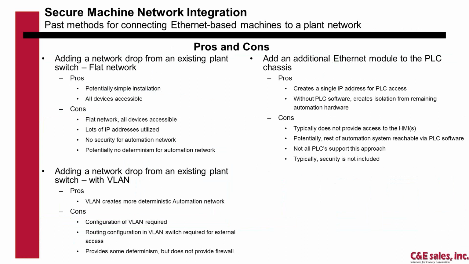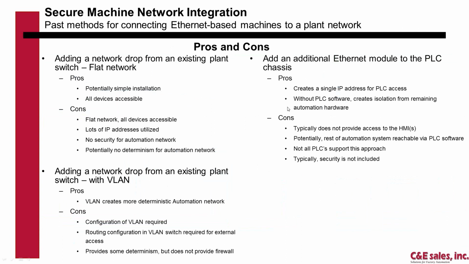Additionally, if you're across a plant, you may be adding another layer of configuration, routing between VLANs. So you may be on VLAN 4 and your machine's on VLAN 10, so there are rules to be set up. And then every time you add machines or even relocate within the facility, you may have to modify those rules. It does provide some determinism. It does not provide a true firewall.